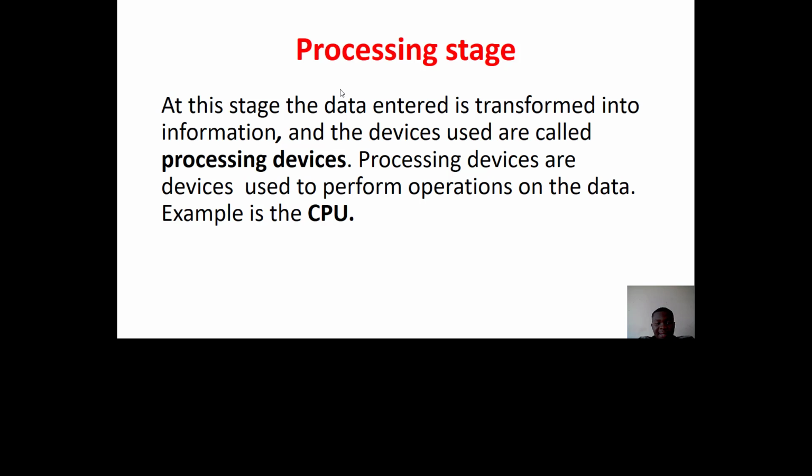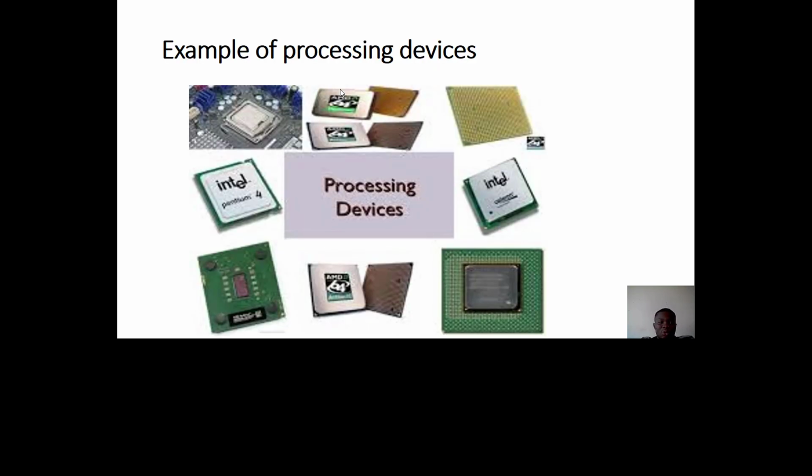Someone may ask, how does the CPU process the data to become information? Since the CPU is the main brain of every computer, when data is entered into the computer, the CPU processes or transforms this data, works on it, then brings it out as information. So the CPU is the main brain of the computer. We have the Intel Pentium, and we have a lot more.